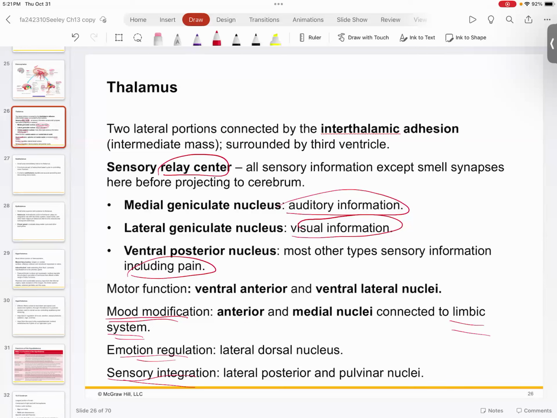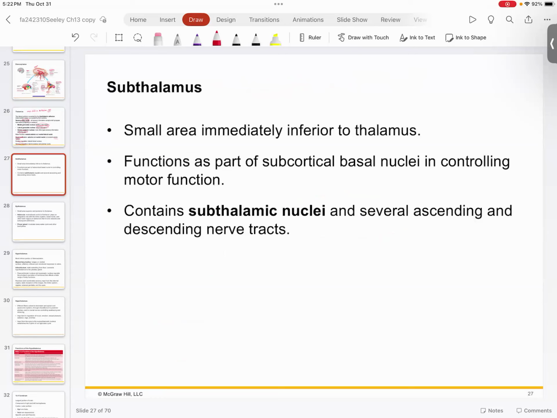So this is a really, really good slide for the thalamus. You can title this slide "What Stuff in the Thalamus Does." So if you want to know what the stuff in the thalamus does, this is the slide to go to. Okay, so that's the thalamus.